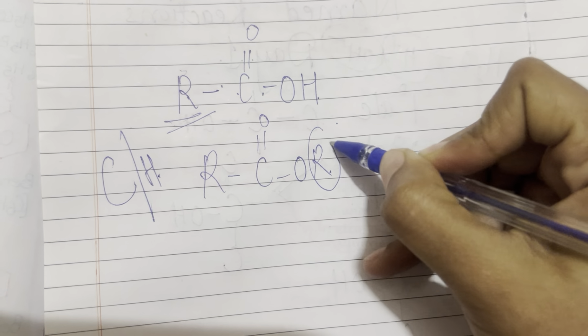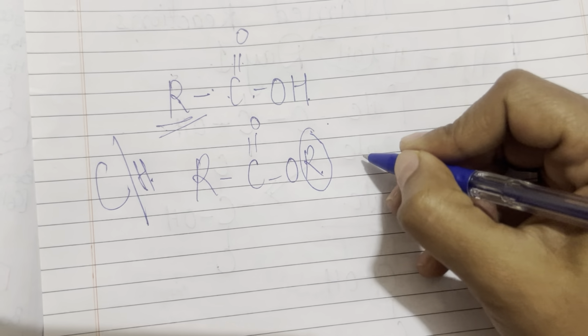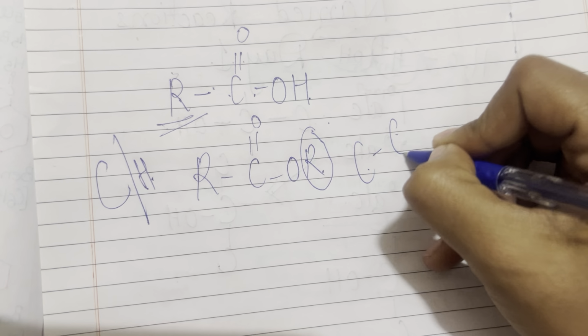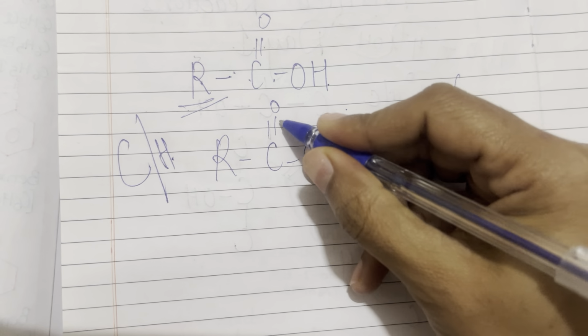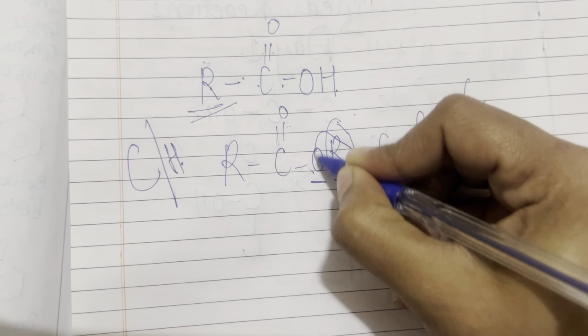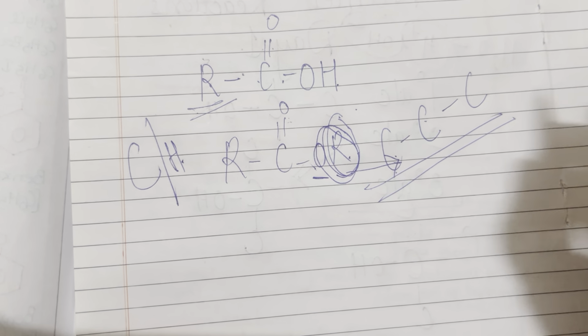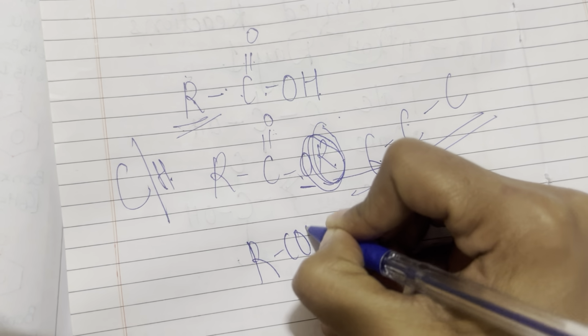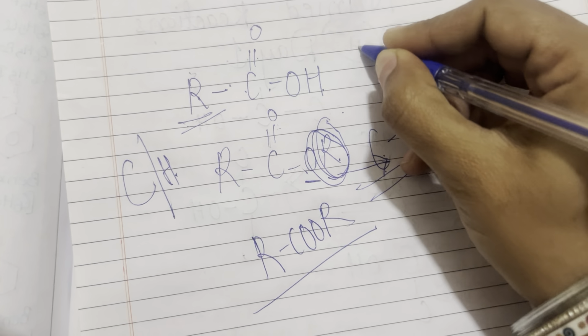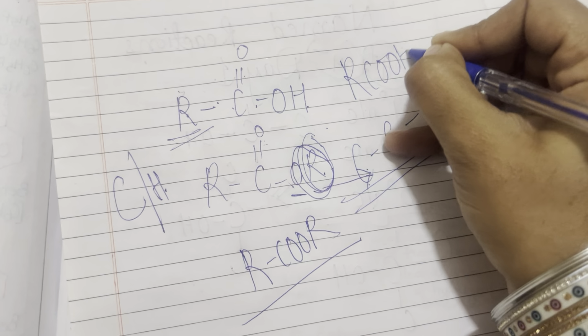Now this R cannot be H. This is always a carbon. It can be 1 carbon, 2 carbons, or 3 carbons. It is always carbon. So after the second oxygen, if you have a carbon chain, it is called an ester. And this is represented in a short form like this.